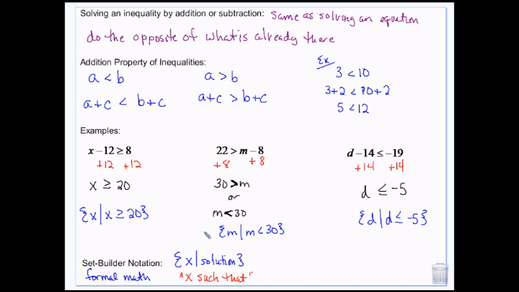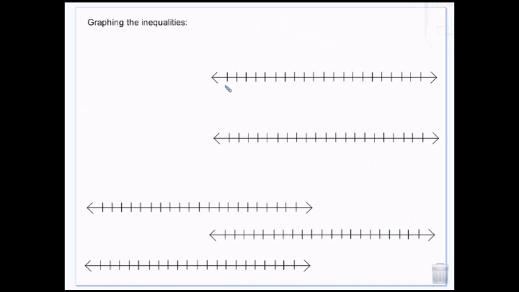Since if you're doing set builder notation, you're trying to be formal, you want to put that variable in front. When we talk about graphing inequalities, if we use less than or greater than, we graph with an open circle. And if we use less than or equal to, greater than or equal to, I totally said those backwards, we graph with a closed-in circle.